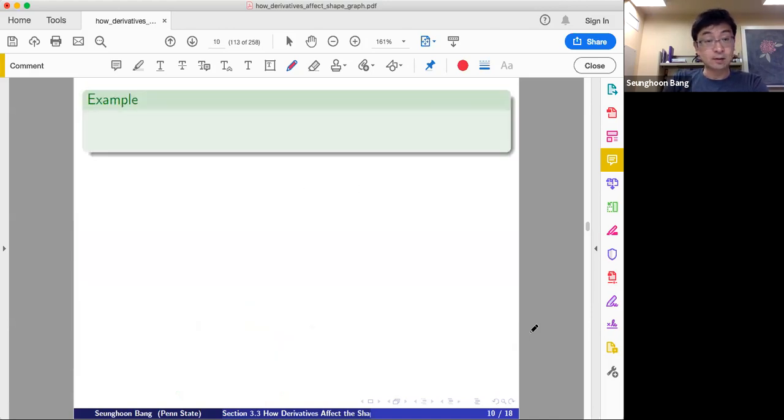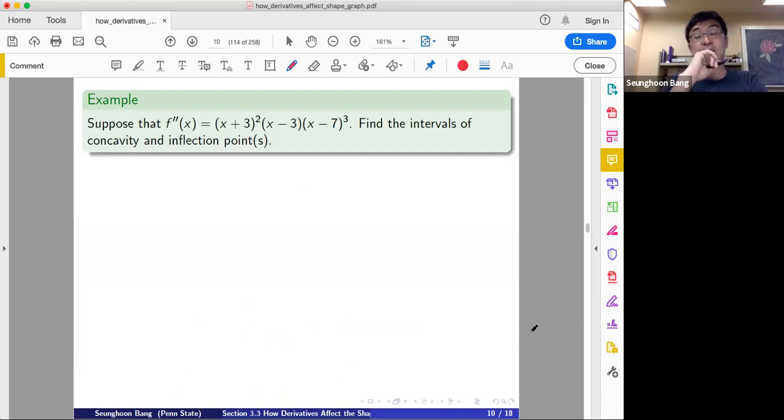The next, I'm going to give one example. Suppose that the second derivative f double prime of x equals (x plus 3) squared times (x minus 3) times (x minus 7) cubed. So how can you solve? We always use the interval of concavity and the inflection point.